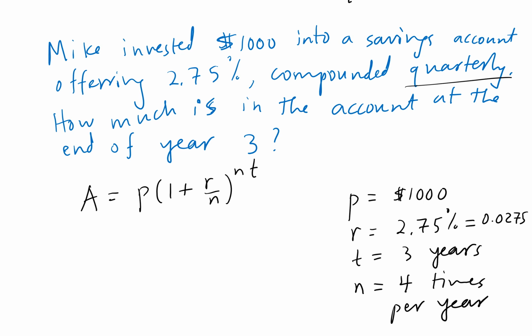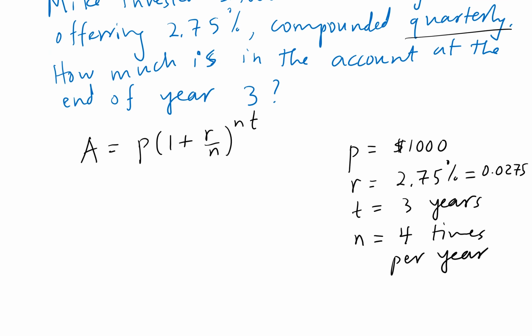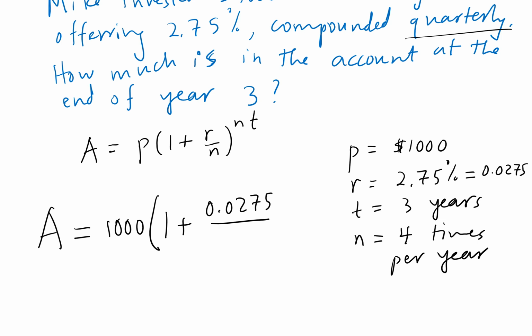So from the given information, I was able to list down everything I need. And now A equals, the principal is 1,000, 1 plus R is 0.0275, N is 4. I'm just substituting them one step at a time. 4 times T, T is 3.